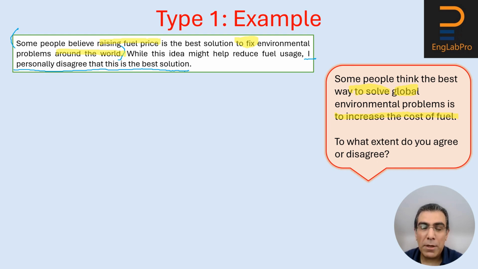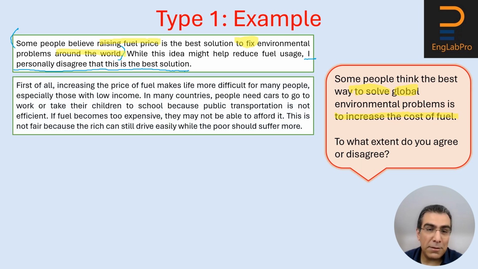Now I have to bring 2 reasons why I disagree with this opinion. First of all, increasing the price of fuel makes life more difficult for many people, especially those with low income. This is my first reason, and from here up to the end of the paragraph, I should elaborate on this. I should clarify what I exactly mean by this reason. In many countries, people need cars to go to work or take their children to school because public transportation is not efficient. If fuel becomes too expensive, they may not be able to afford it. This is not fair because the rich can still drive easily while the poor should suffer more.